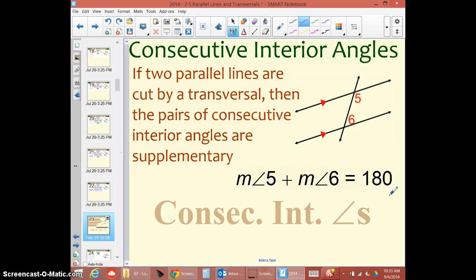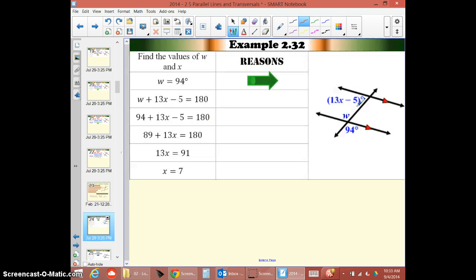Angle 5 plus angle 6 equals 180. If I see the CIA situation, they're on the same side and they're on the interior, I know that they add to 180. So here's an example of this. Here's the diagram. I don't know what W is. I know that those add to 180, but I don't know what W is yet.